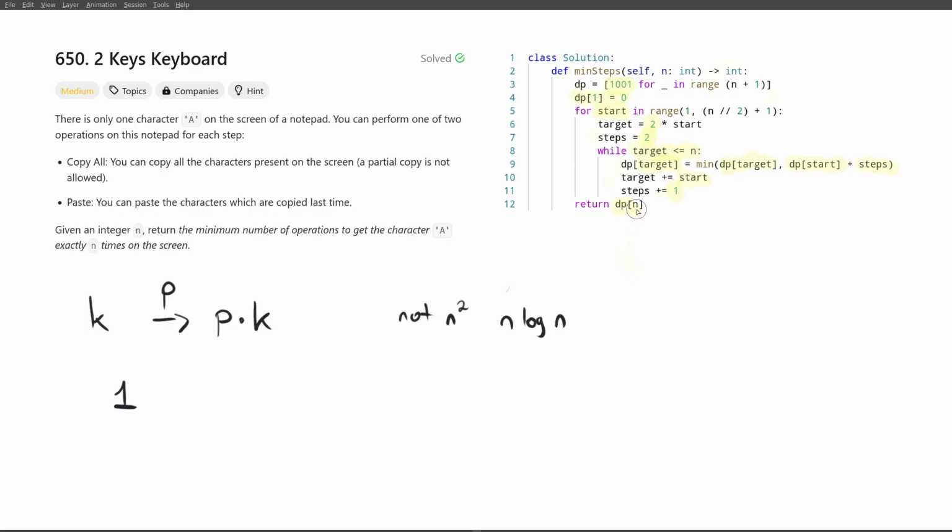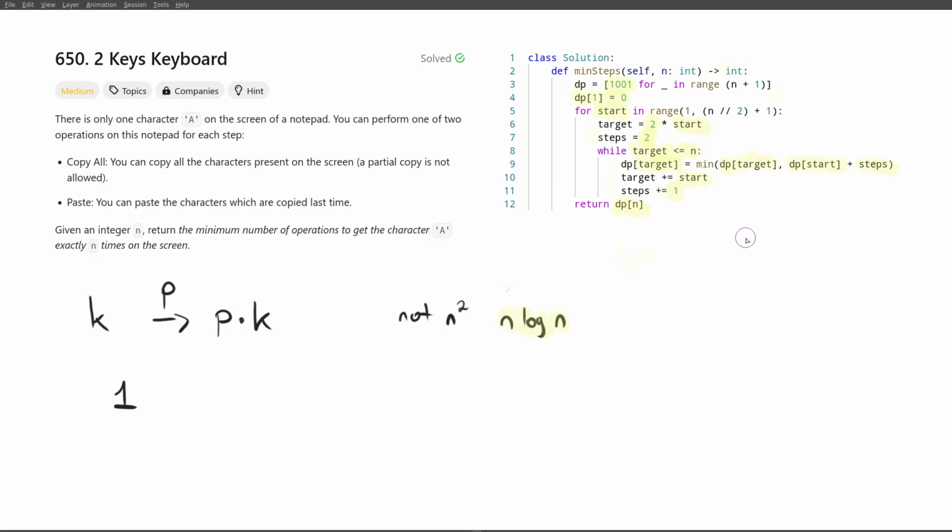And at the end, at dp of n we certainly have the best way of arriving at n, and this whole situation is in n log n. That's because while at first this internal while loop will be making essentially a linear number of steps, as start increases, this loop will only go through all the multiples of start that do not exceed n, and there are about n divided by start such multiples.